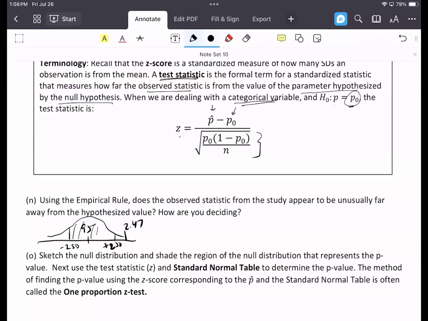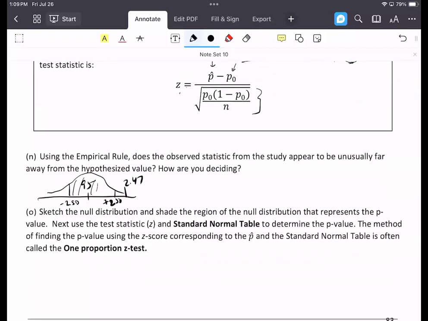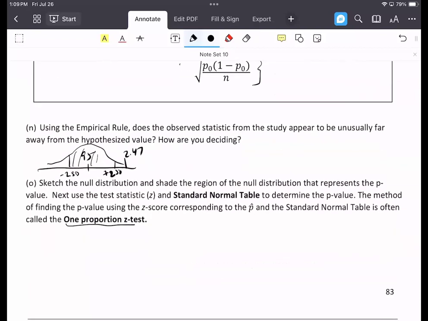Part O: sketch the null distribution and shade the region of the null distribution that represents the p-value. Then use the test statistic z and the standard normal table to determine the p-value. This method of finding the p-value, using the z-score corresponding to the p-hat in the standard normal table, is called the one proportion z-test. So what we're doing is carrying out a one proportion z-test.